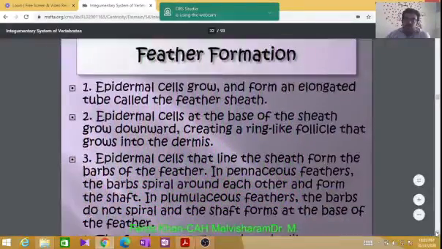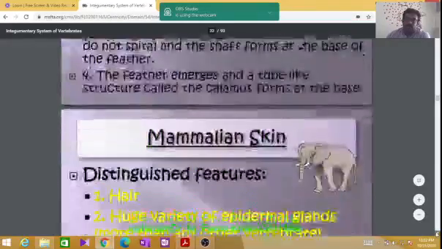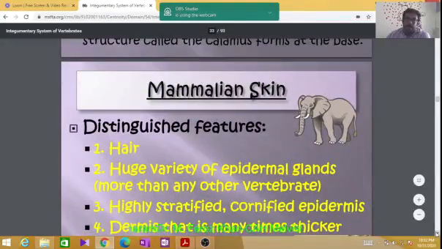How is a feather formed? It is a growth of epidermal cells and it becomes a long tube called the feather sheath. Then a ring-like follicle comes, the barbs spiral around, and the shaft forms the base of the feather.